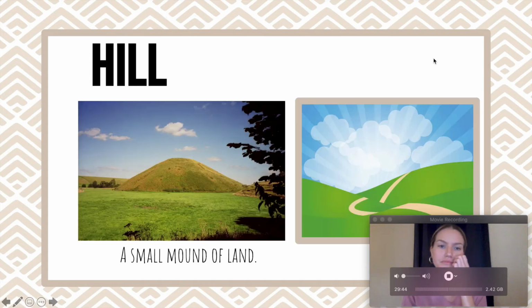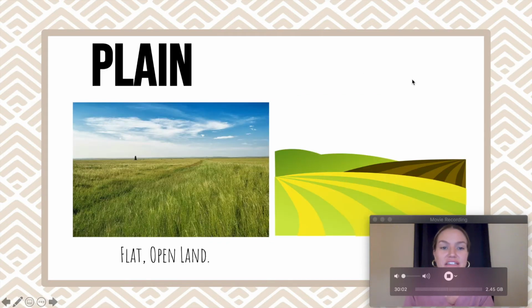And then we have a hill. A hill is a small mound of land. Most of you have seen a hill. Even if you've never seen a mountain or plateau in person, you've probably seen a hill, maybe in your backyard, right? So a hill is just a small mound of land. And then we have a plain. A plain is flat, open land. Usually it's a grassy area where as far as you can see is just flat.